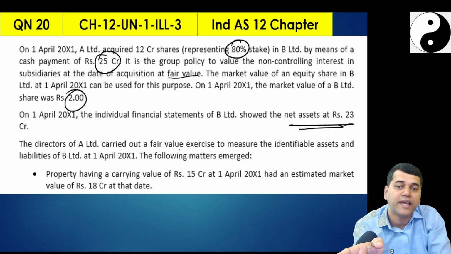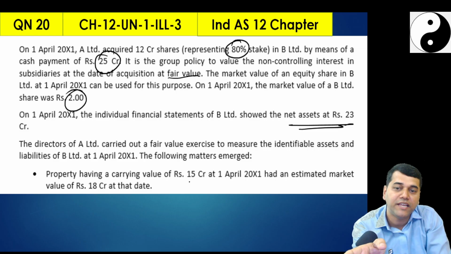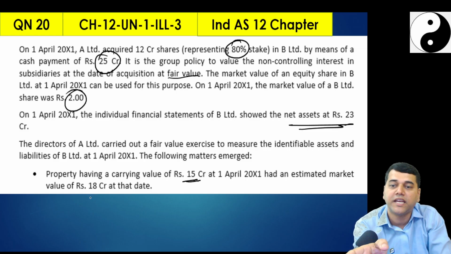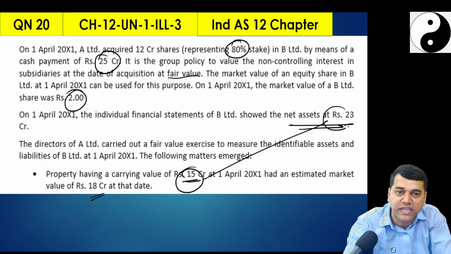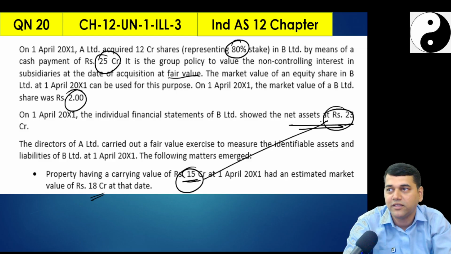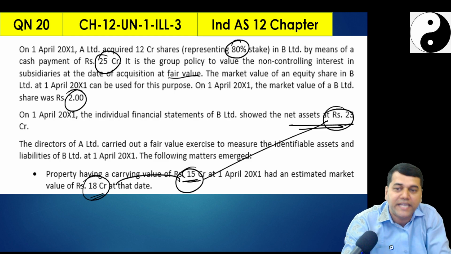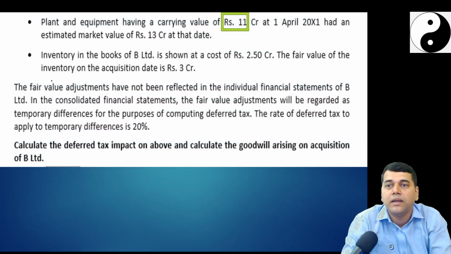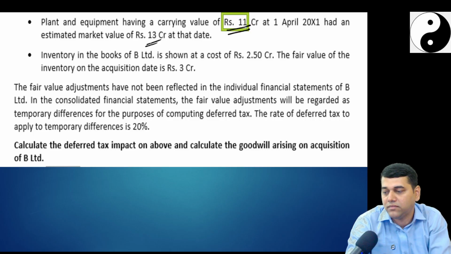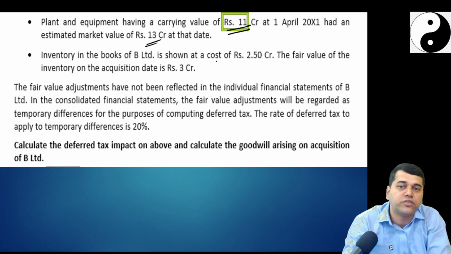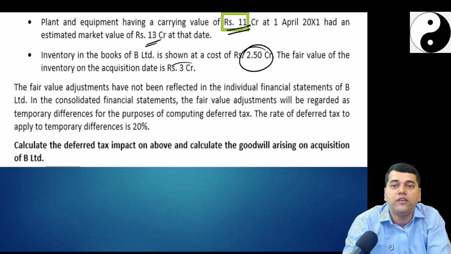The directors carried out the fair value exercise to measure the identifiable assets. A property having a carrying value of 15 has an estimated market value of 18. That means this 15 is part of this 23. What other assets are there, I don't know, but I am going to take it at 18. Plant and equipment having a carrying value of 11 had an estimated market value of 13. Again, same story. And inventory in the books is shown at a cost of 2.5, the fair value is 3.